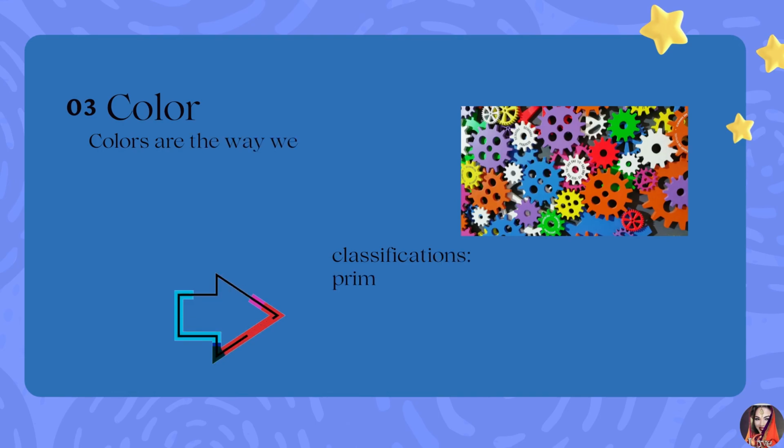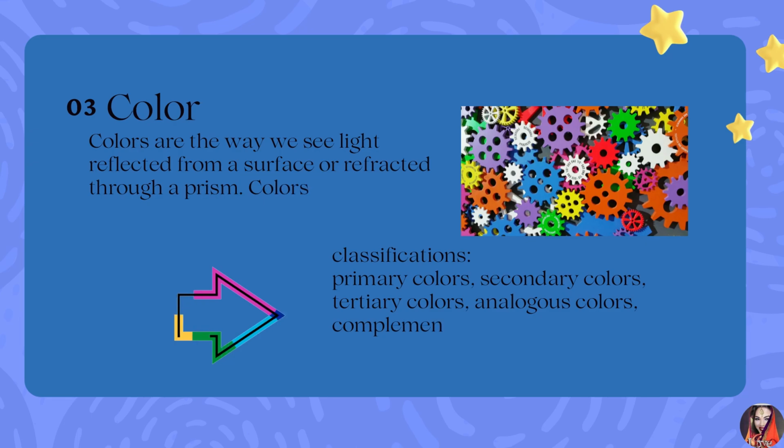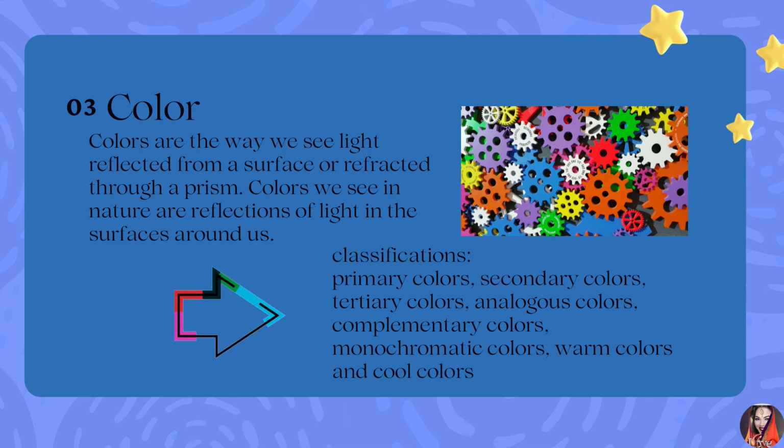Number 3 is color. Colors are the way we see light reflected from a surface or refracted through a prism. Colors we see in nature are reflections of light on the surfaces around us. We can classify colors into primary colors, secondary colors, tertiary colors, analogous colors, complementary colors, monochromatic colors, warm colors, and cool colors.